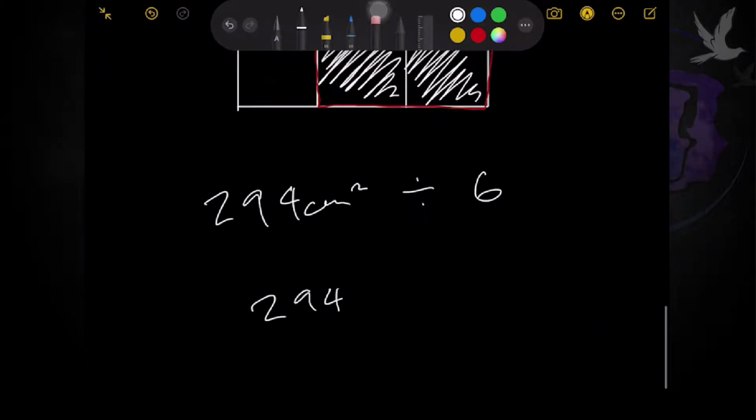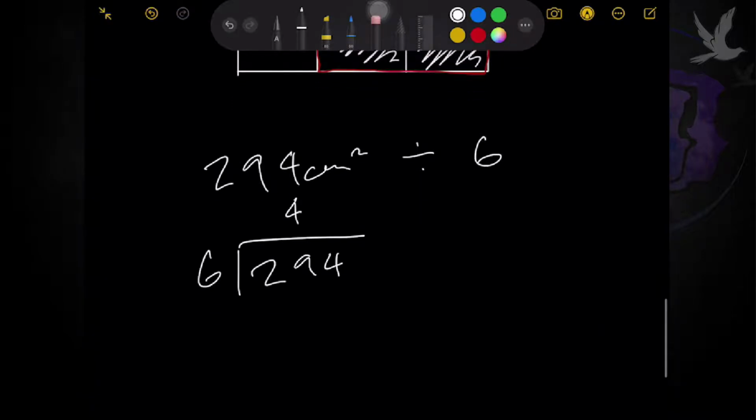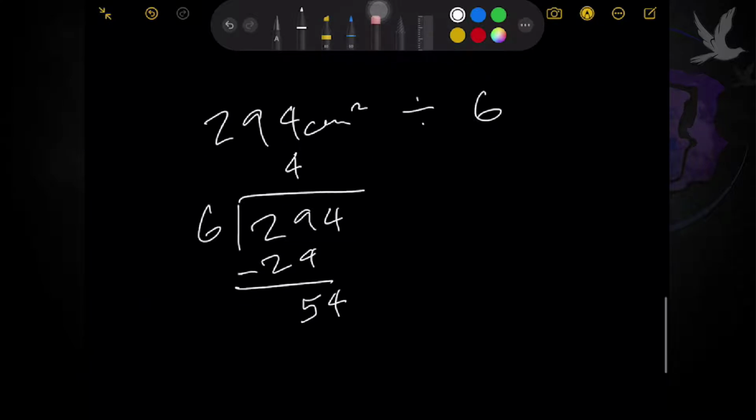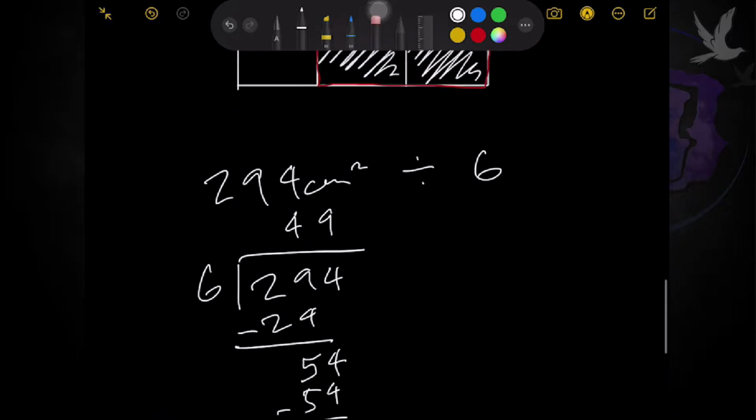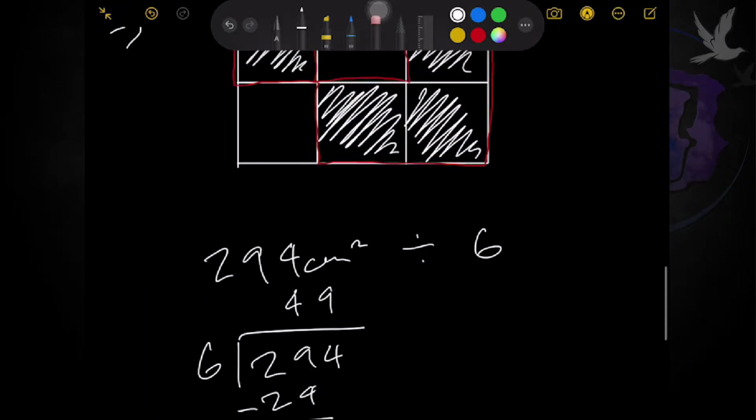So, that's 294 divided by 6. 29 divided by 6 is equivalent to 4. 4 times 6 is 24. Minus that, we have 5, bring down 4. 54 divided by 6, if you mastered your multiplication table, you will have an answer of 9. 9 times 6 is 54, 0. Which means the area of each square, kada isa, is 49 centimeters squared.